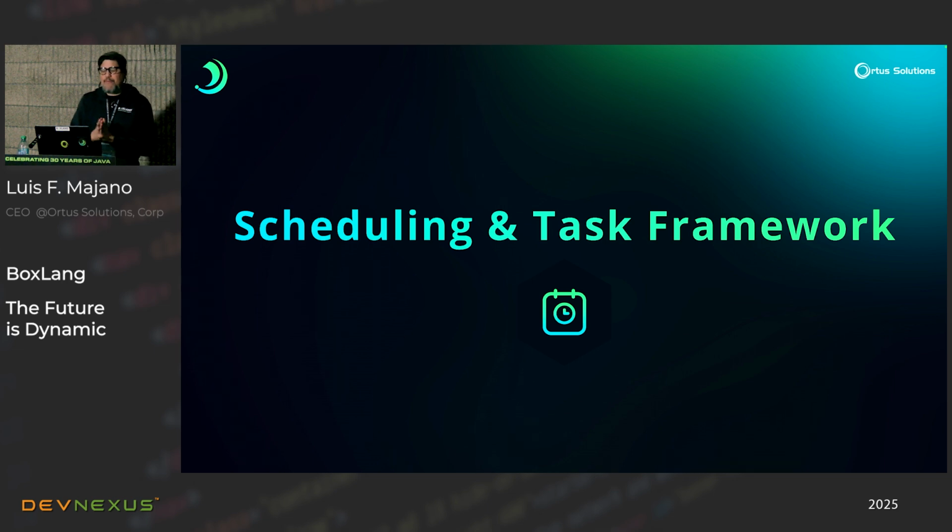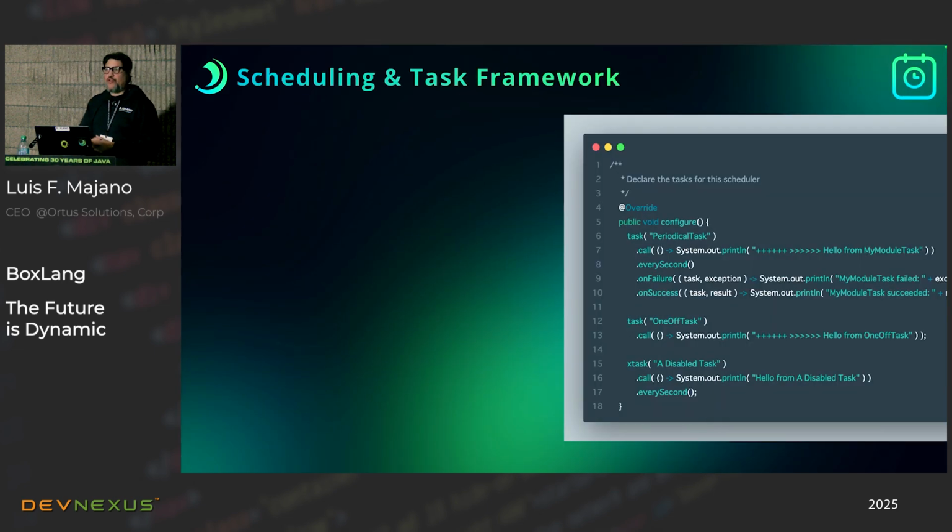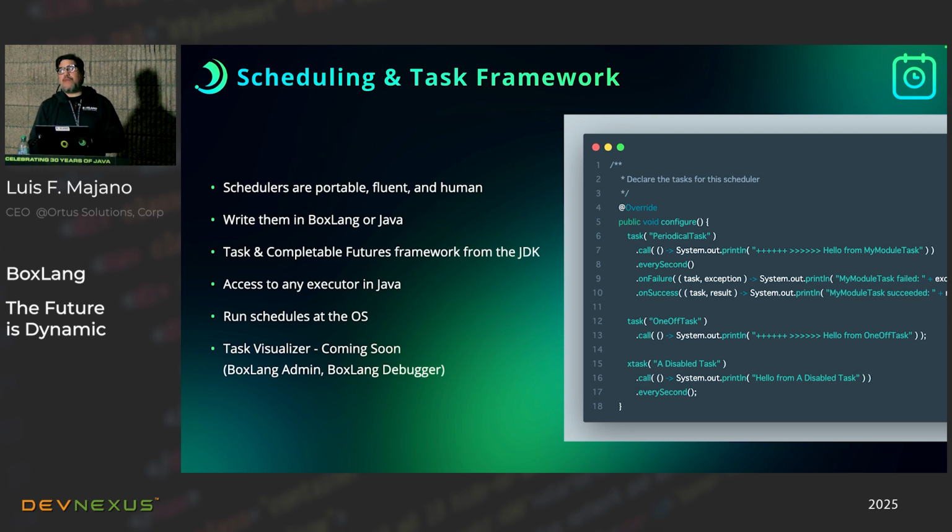The other one that is really important for us as developers is scheduling and tasks. And this is available to you out of the box. You have the capability to create what we call schedulers. And they are portable classes. They are fluent and they are human. They're completely readable. You can write them in BoxLang or you can write them in Java.